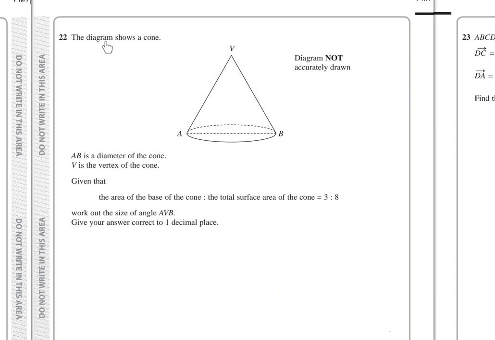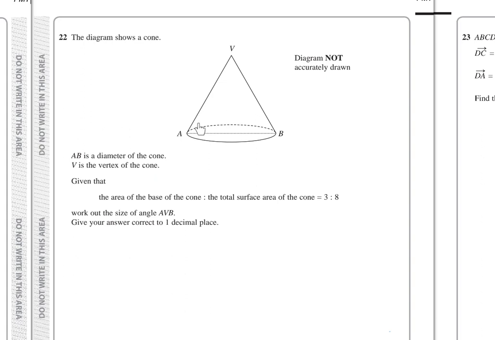22. The diagram shows a cone. AB is the diameter of the cone. V is the vertex of the cone. Given that the ratio of the area of the base of the cone to the total surface area of the cone is 3 to 8, work out the size of the angle AVB. Give your answer correct to one decimal place.